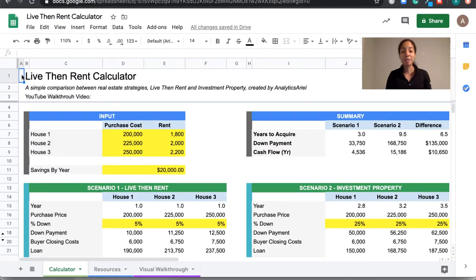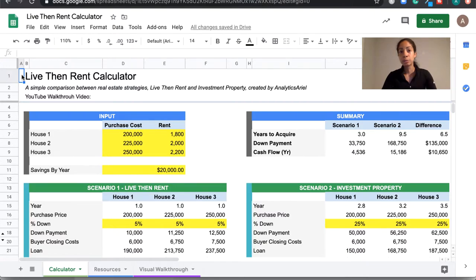Alright, so now we're at the calculator, and the whole goal here is to do a simple comparison of how long it would take you to acquire these properties with the live then rent strategy versus a traditional approach. So the way we would start here is in this first section, the top left-hand corner where it says input. I try to make this as simple as possible, where only where things are highlighted is where it's necessary for you to actually make tweaks.